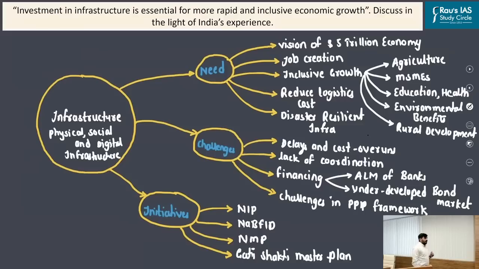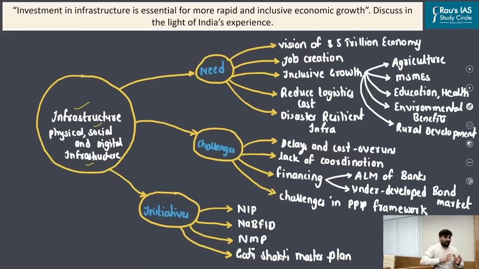First and foremost, when we say infrastructure, you must realize it is not just physical infrastructure such as roads, railways, ports, airports, and so on. Infrastructure also includes social infrastructure, that is schools, hospitals, housing, sanitation, electricity. It also includes digital infrastructure such as telephone connection, mobile phone connection, broadband connection, and so on.